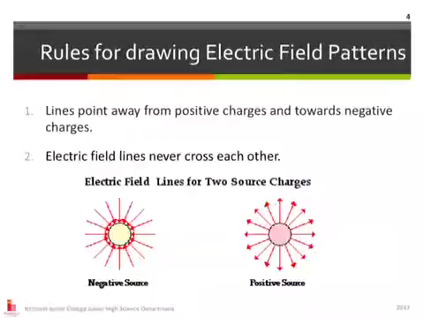There are some rules we have to follow when drawing electric field patterns. Number 1. Electric field lines always extend from a positively charged object to a negatively charged object, or from a positively charged object to infinity, or from infinity to a negatively charged object. Number 2. Electric field lines never cross each other.